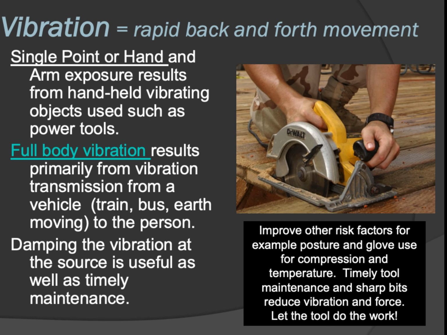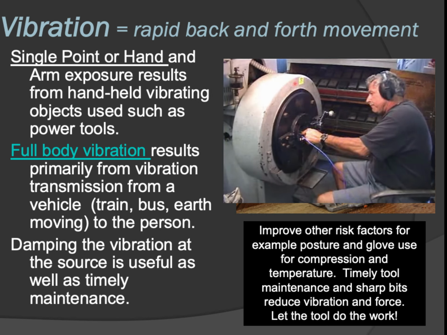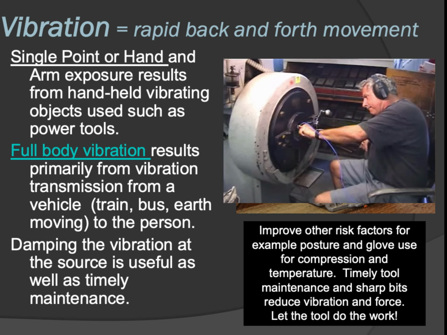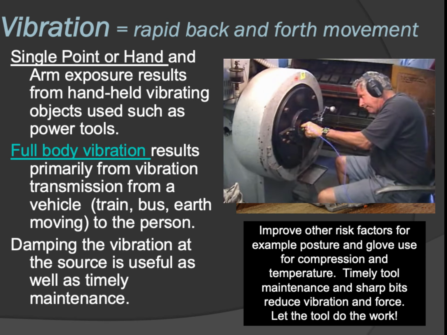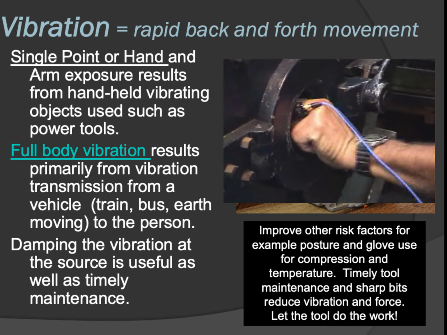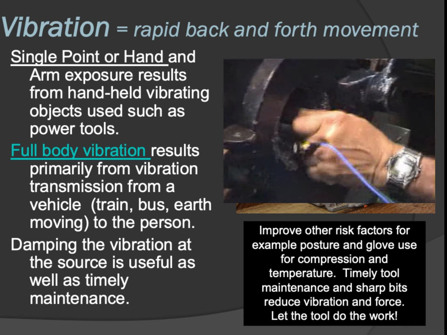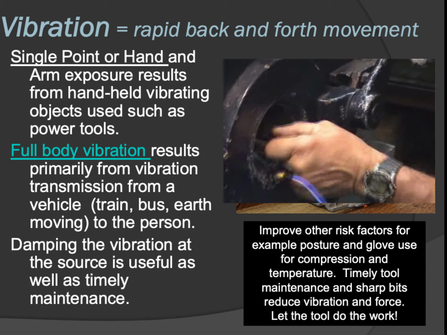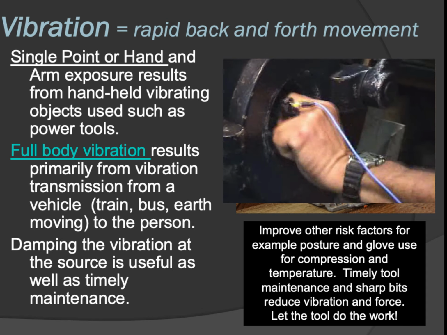So our next physical workplace risk factor is vibration. And vibration is tough to define, although we all know what it is, but it results in rapid back and forth motion. And vibration actually occurs in three planes, the X, Y, and Z plane. Single point vibration or hand-arm vibration is when you're exposed to just that, a single point. Maybe it's the hand because you're working with a hand tool, versus full body vibration, which results primarily from the transmission of a vehicle or something that's moving.